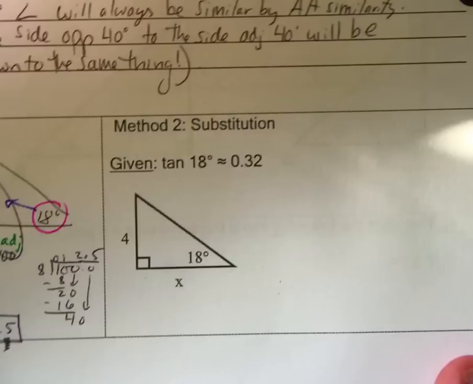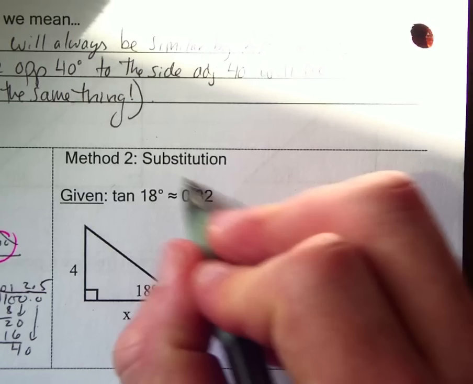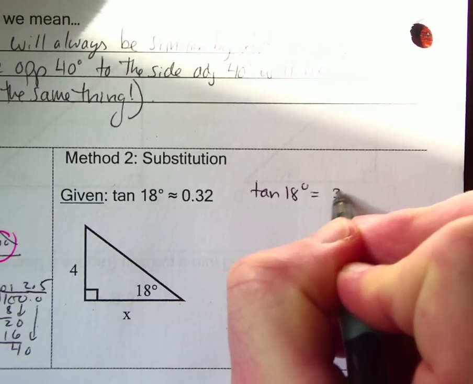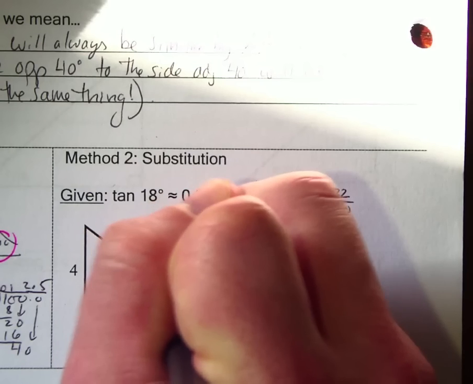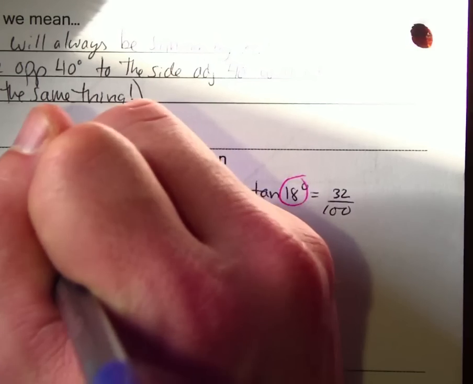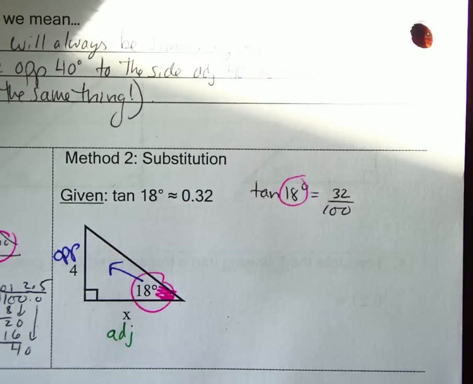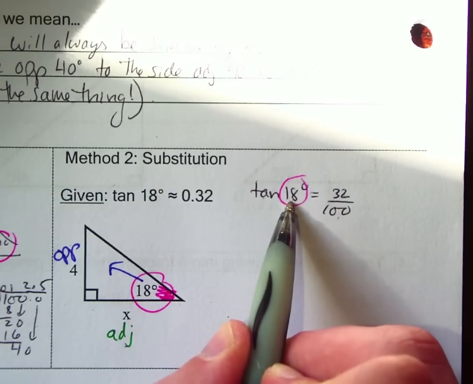I'm going to show you a different method over here called substitution. Another way to do this is to take this phrase right here and just write it again, except I'm going to write it with 32 hundredths as a fraction. And what is the tangent of 18 degrees? Well, in this case, tangent of 18, here's my opposite, here's my adjacent, because that's what tangent is. Every single right triangle, the side opposite over the adjacent, has to be 32 over 100. Opposite and adjacent to 18 degrees, that is.